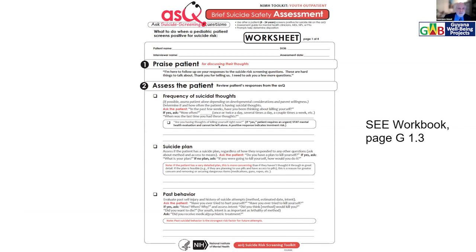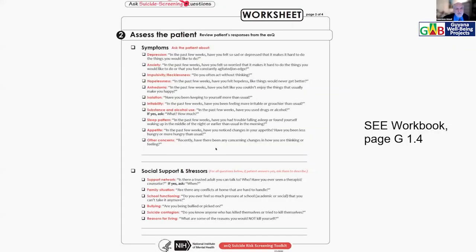First of all, you praise the patient, as I mentioned to you. And you say, thank you so much for talking about it. I'm going to follow up. I really appreciate your responses, etc. And then you go through this worksheet, which is free and publicly available from the NIH, so you can download these and have these available to you. And you ask them about any kind of frequency of suicidal thoughts, about suicidal plans, about past behaviors.